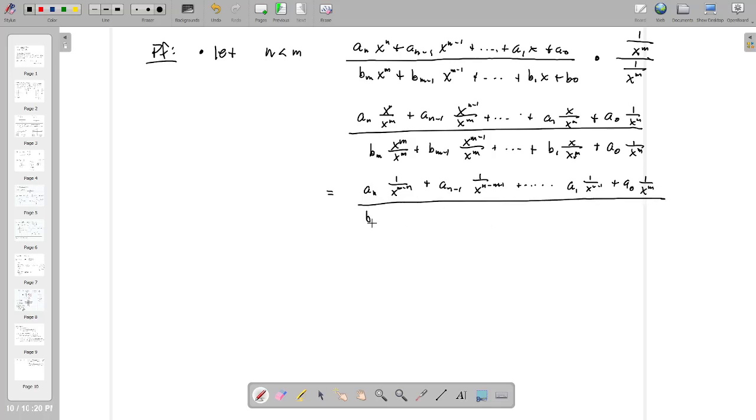And similarly here, we would have a similar thing happen in the denominator, except we have x to the m divided by x to the m. So we end up with just a 1 here. Plus, and that's the reason we divide, I'll explain that in a second, b sub m minus 1, 1 over x, all the way down to b sub 1, 1 over x to the m minus 1.